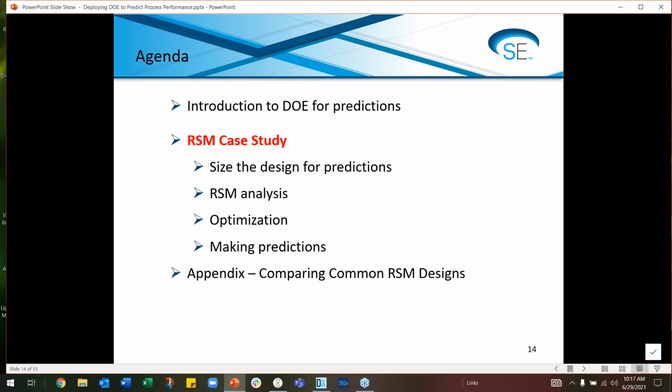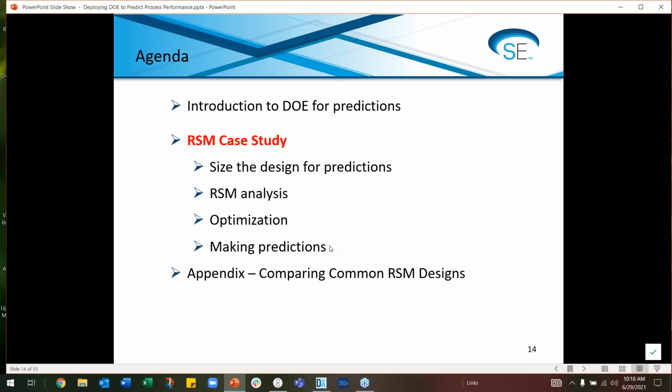All right, so let's go through a response surface design. We will start by sizing the design. Then I will walk through the analysis and optimization, which are just necessary in order to get to the final optimum. And then we can use that to make predictions and confirm that, yes, those predictions were made as precisely as we were looking for.